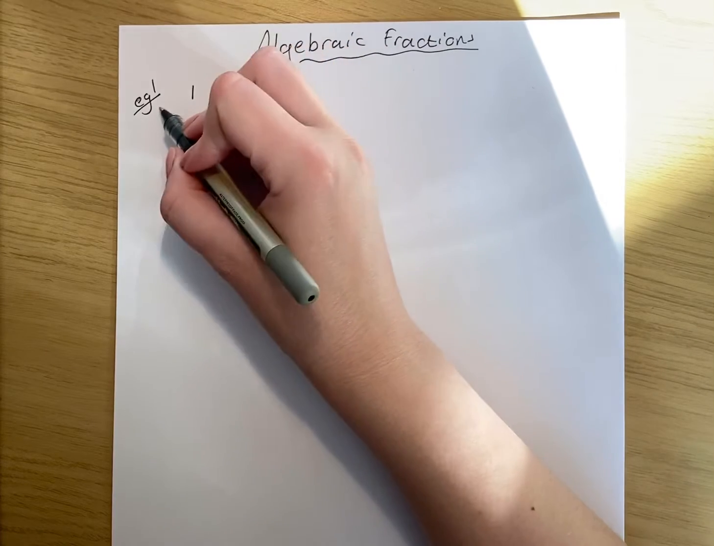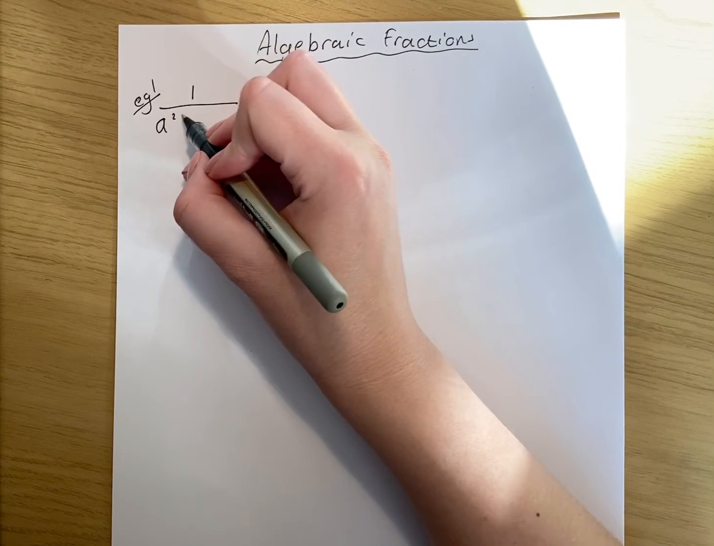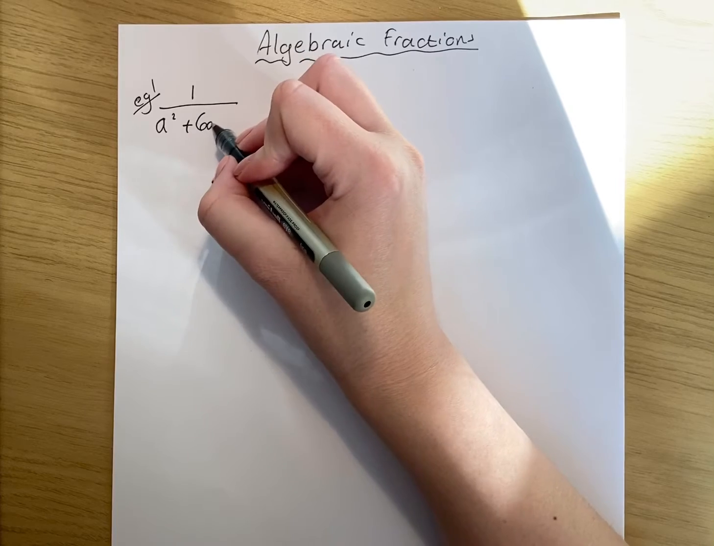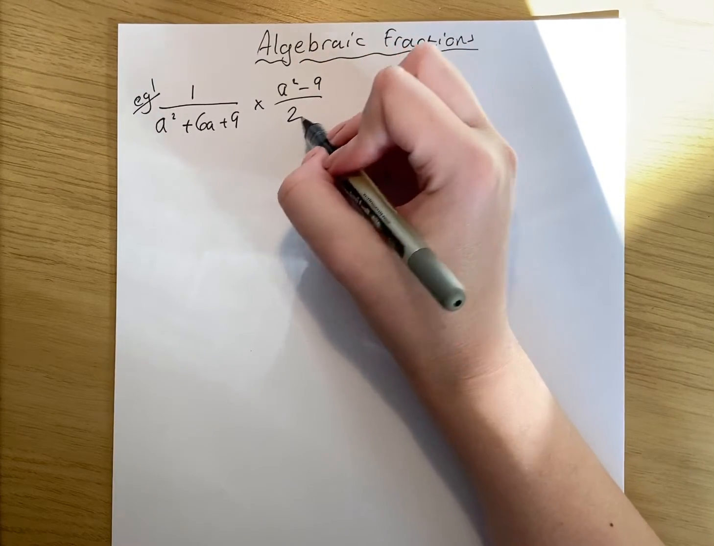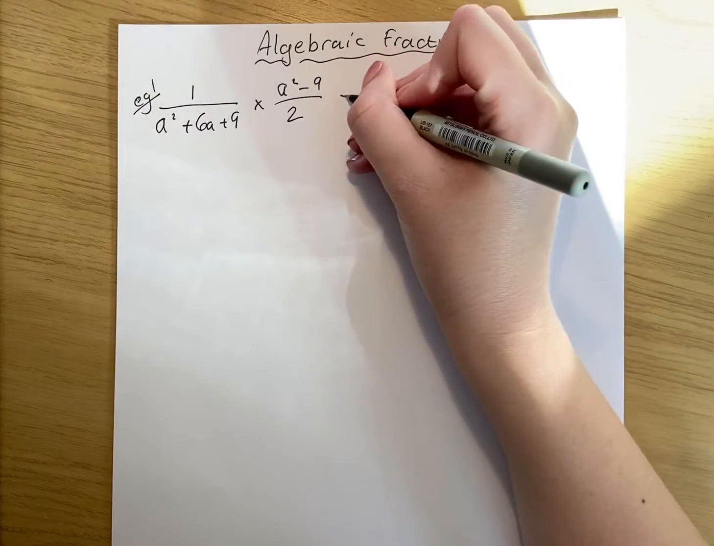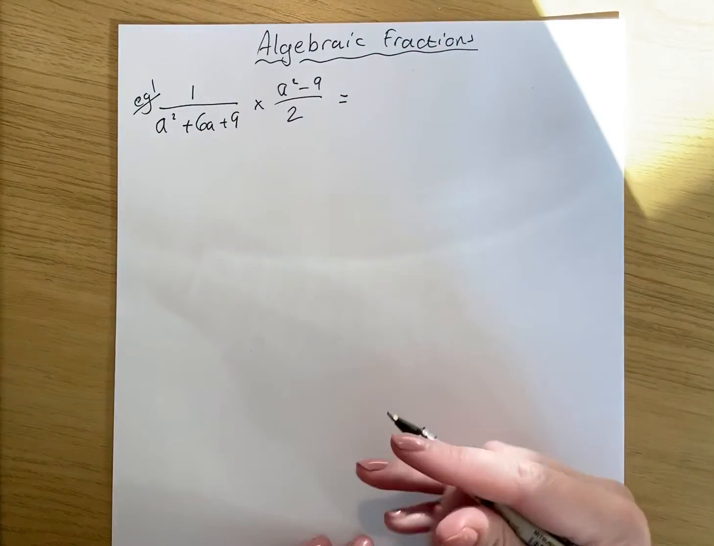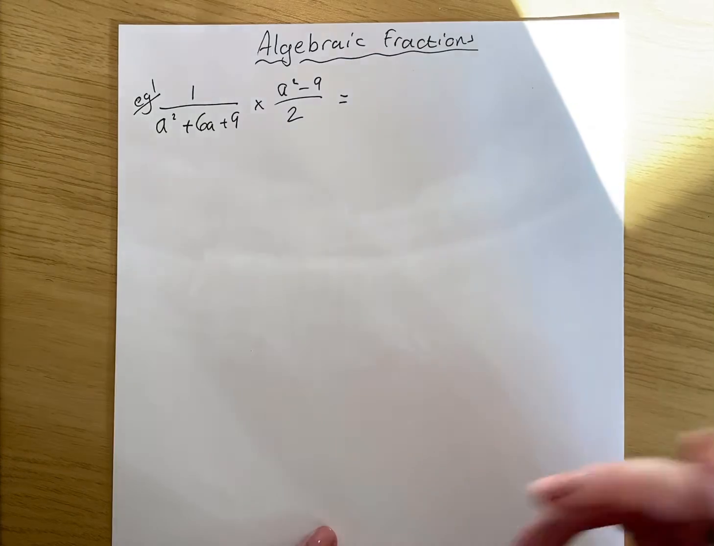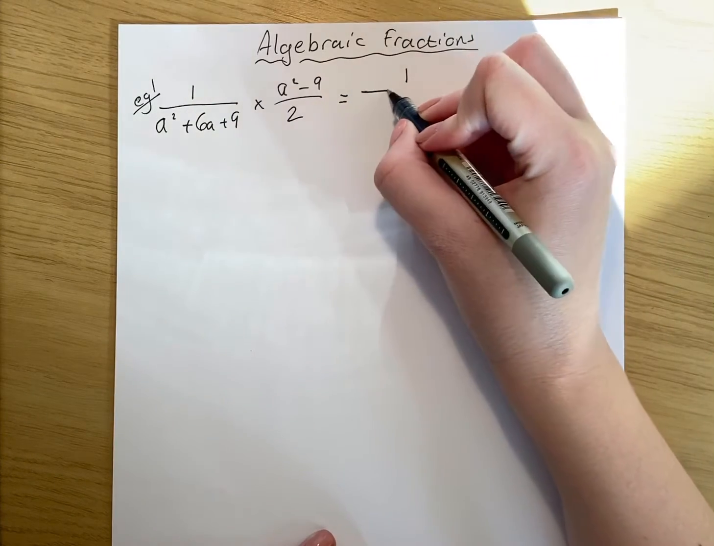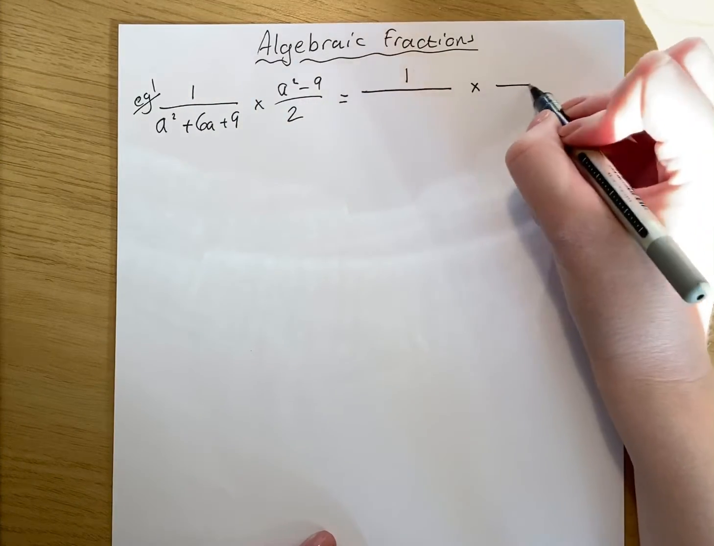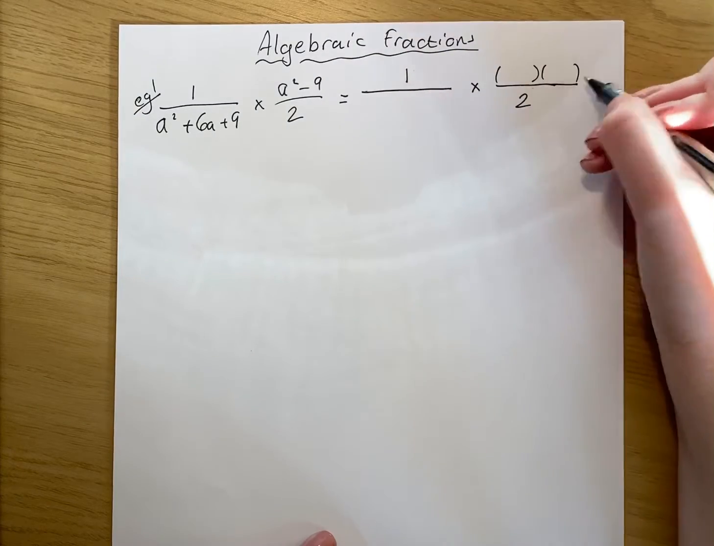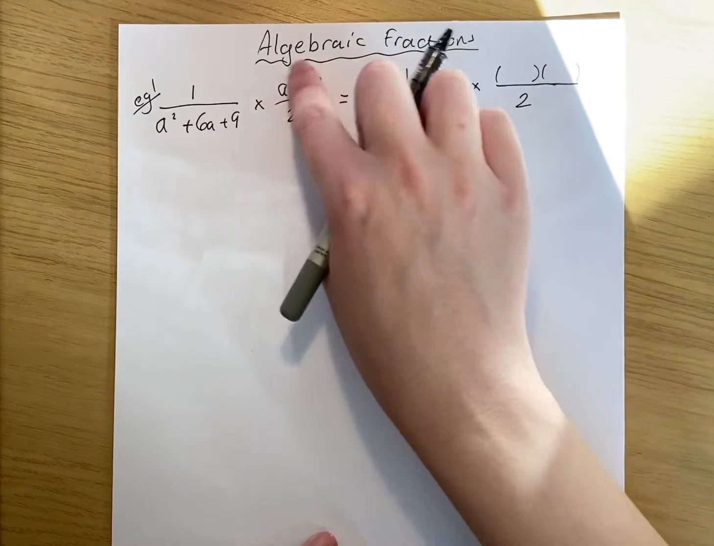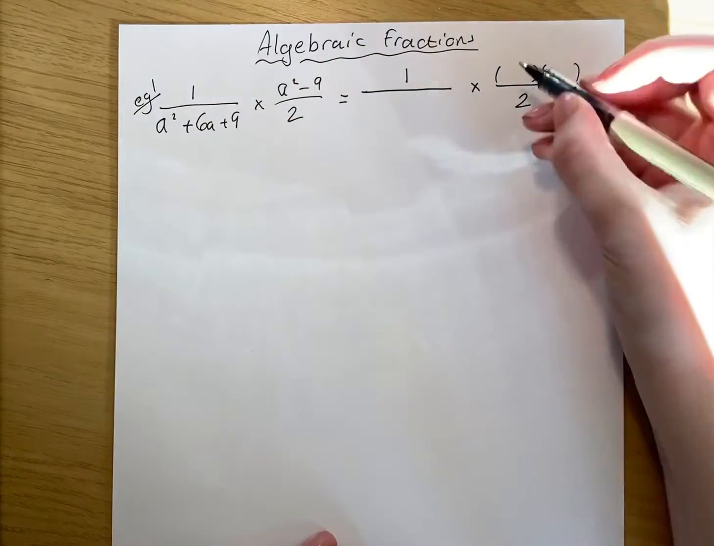So, multiply fractions. Let's imagine I have 1 over a squared plus 6a plus 9, times by a squared minus 9 over 2. Now, when I'm doing algebraic fractions, the first thing I will do is factorise them. I want to simplify them as early as possible because the likelihood is I'll be able to cancel. I always factorise what I think is the easiest first. For me, spotting a difference of 2 squares is the easiest.